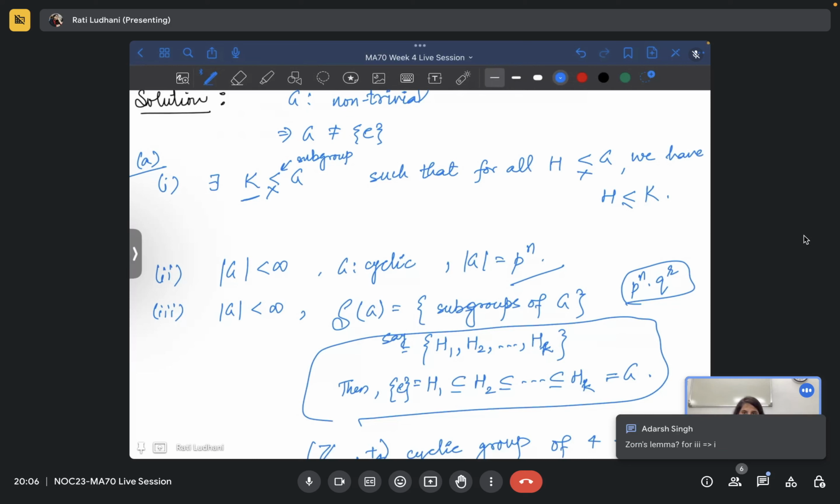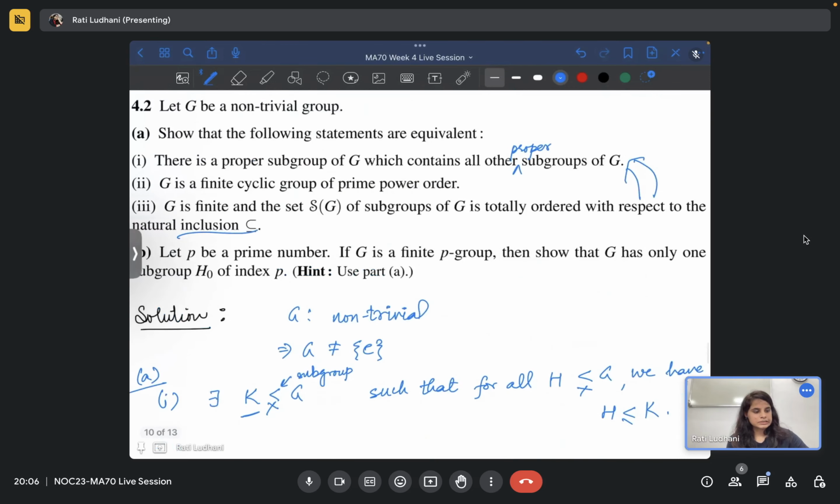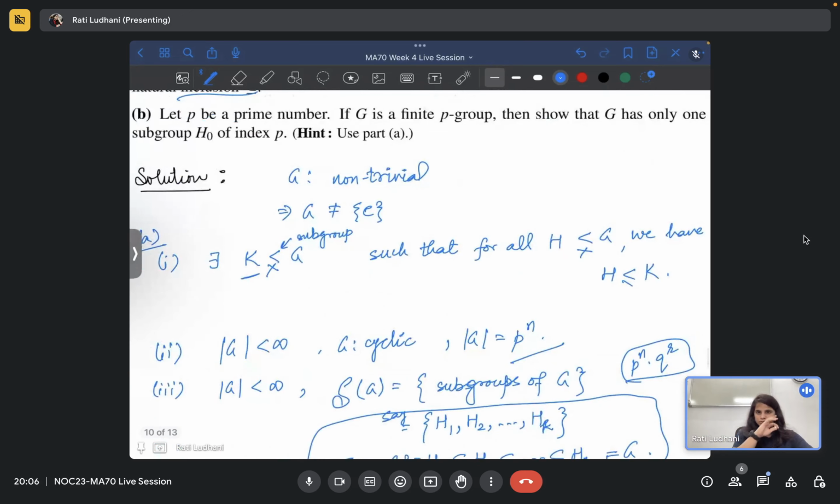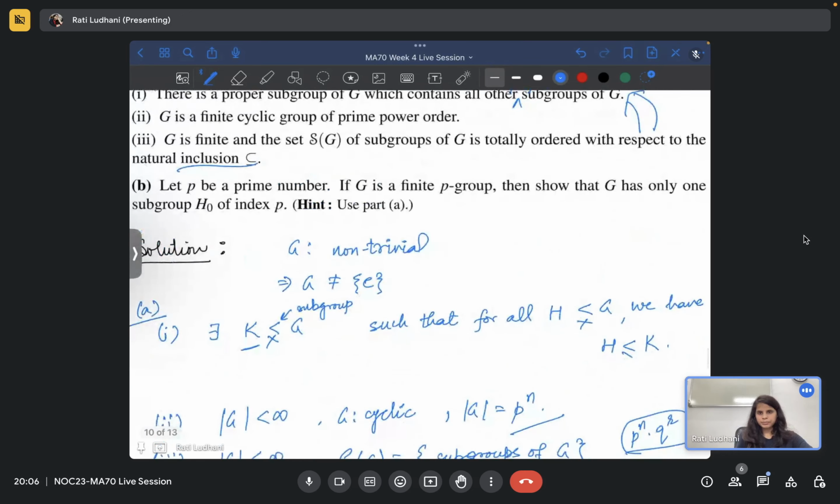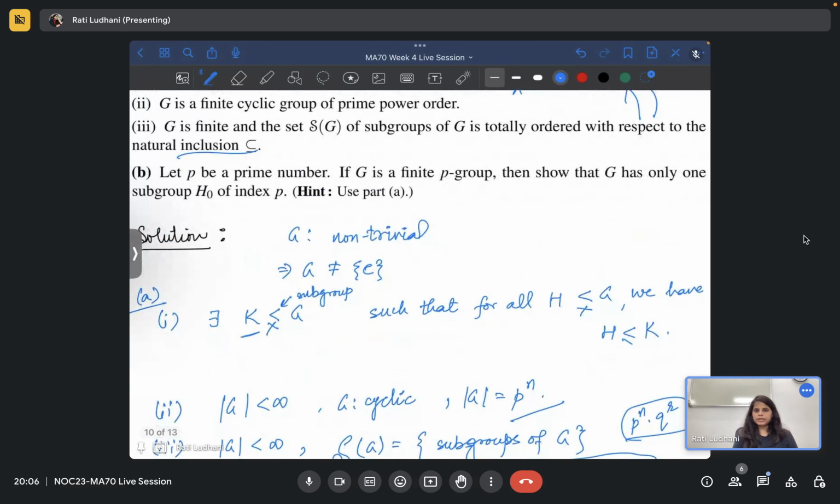Zorn's lemma for third implies first. Do we need Zorn's lemma even? Oh, okay. So G is finite, so we don't need Zorn's lemma in that case, maybe, because if you just say G is finite, there is a finite chain, and you just pick the highest one, as you were saying. Maybe, I don't know.